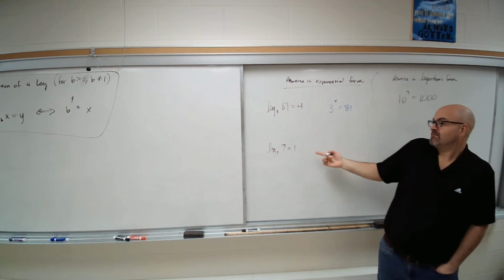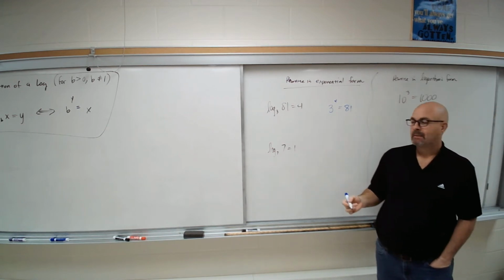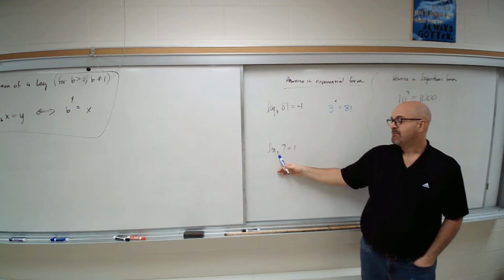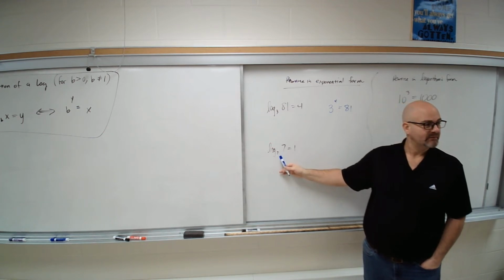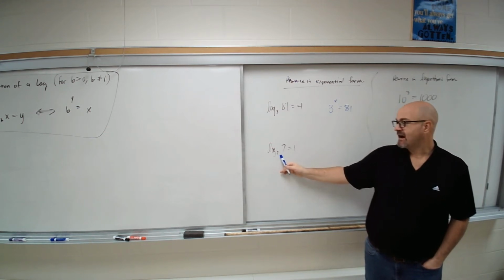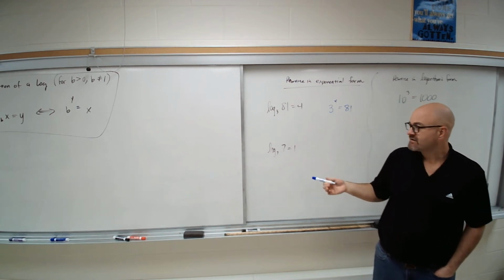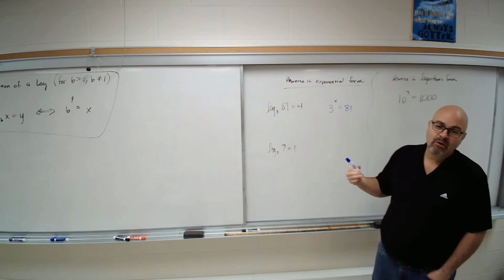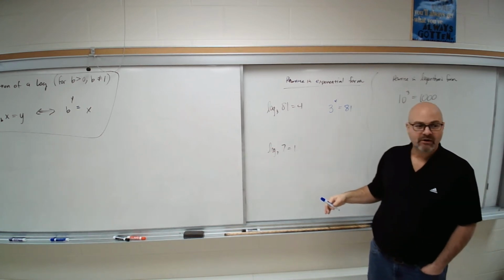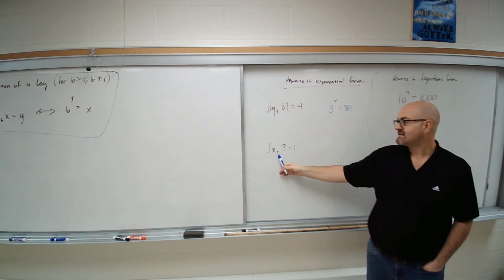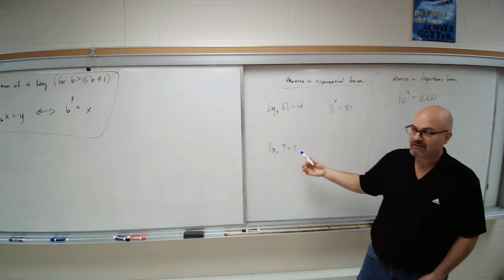The next one's one of my favorites. Log base 7 of 7 equals 1. Notice here the base matches the argument, the thing inside the logarithm. And what we're going to find is every time that happens, you're going to get 1 if they match. We weren't asked to solve it. It's already solved or simplified. But we are asked to rewrite it, so we say 7 to the 1st power equals 7.